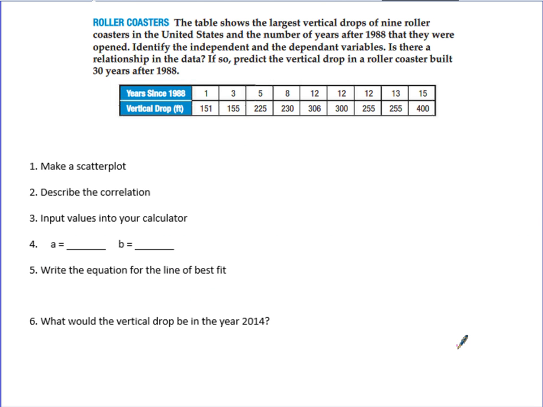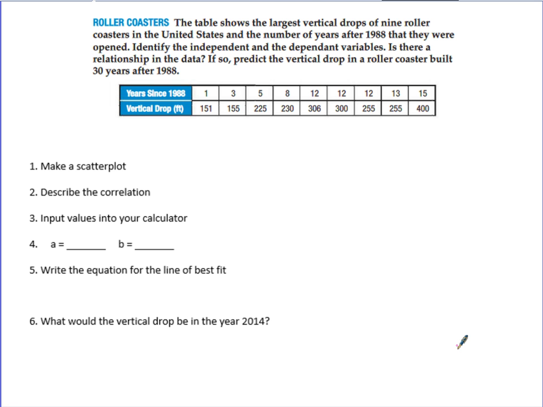Okay, so here's an example of the type of problems we're going to do. We're given some data here about the years since 1988 and the largest vertical drop in a roller coaster. We're going to look at this data, see what kind of relationship exists, and then see if we can use that relationship to make some predictions about the vertical drops in the future.